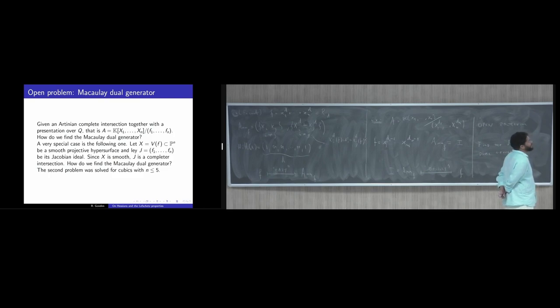Let X be a smooth projective hypersurface and take the Jacobian ideal generated by the partial derivatives. By the smoothness of the hypersurface, we get the regularity of the sequence. It's a regular sequence, so it's a complete intersection. How do we find the Macaulay dual generator? This problem is open. It was solved only for cubics with n less than or equal to 5.